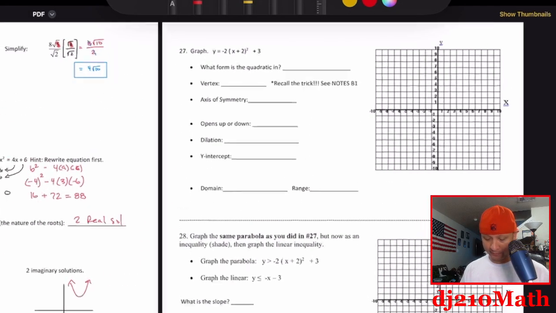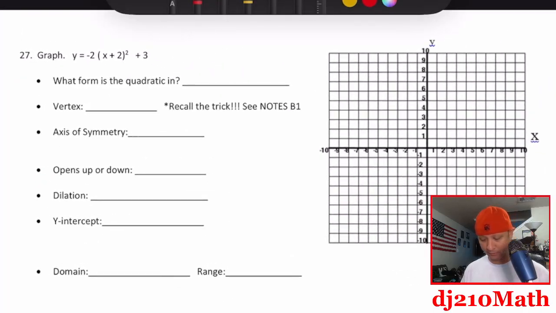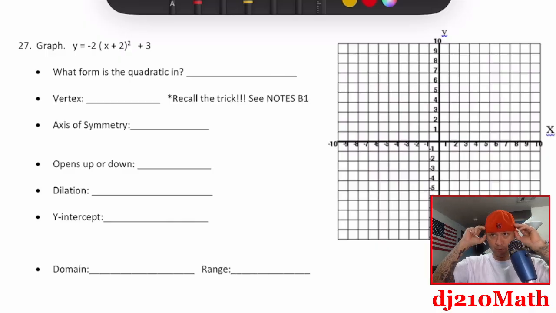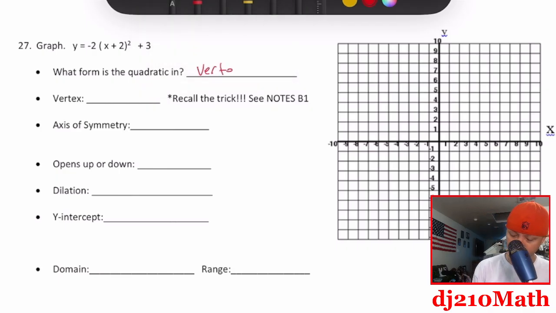Okay, what do we got? Last page, 27. All right. Graph. It's a quadratic, so let's graph the quadratic. What form is it in? What form do you think it's in? What is the vertex? We'll call the trick. Okay, well, I don't necessarily need the trick right now to find the vertex.